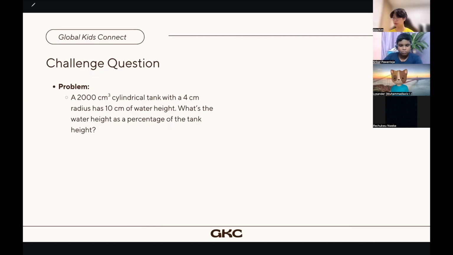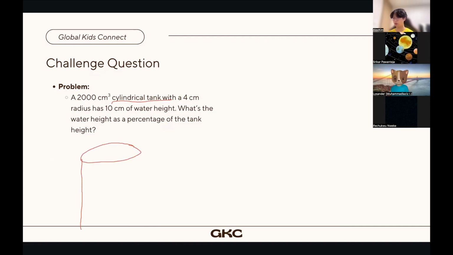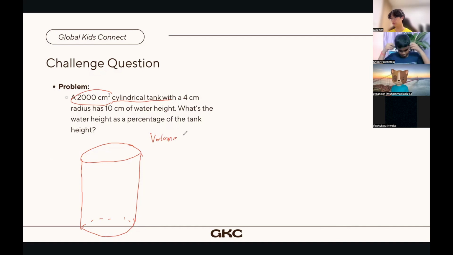And so, first of all, it says there is a cylindrical tank. So there is a cylindrical shape, like here, and the volume of it is 2,000 cubic centimeters. So we can say the volume of this shape is 2,000 cubic centimeters. And then we're given that the radius of this cylindrical shape is 4 centimeters. And so we can say that the distance from the middle of the circle to the end is 4 centimeters.